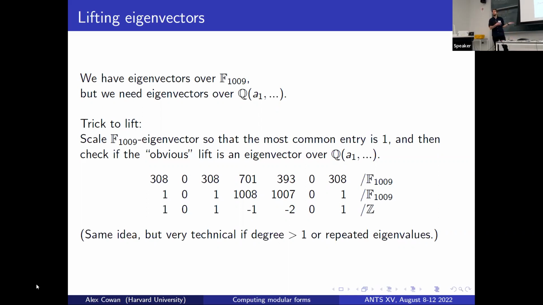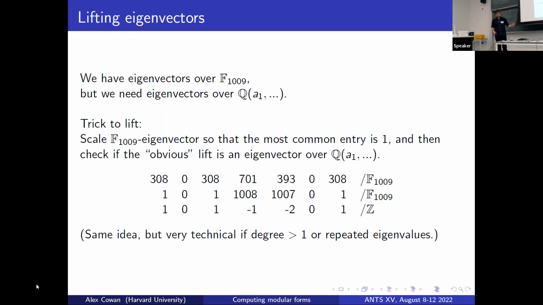If your eigenvector isn't defined over Q, but instead over some extension of Q, or if you have repeated eigenvalues, then it's the same idea, but it's a lot more technical. But it's always the same idea: the most common thing you're going to see in characteristic 0, the most common entry, is going to be small in some sense, and you want to rescale things in such a way that it's going to be small, and then you'll have a quote unquote obvious lift.